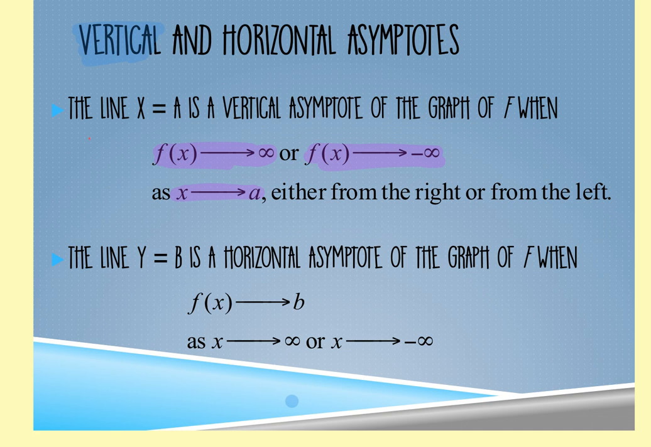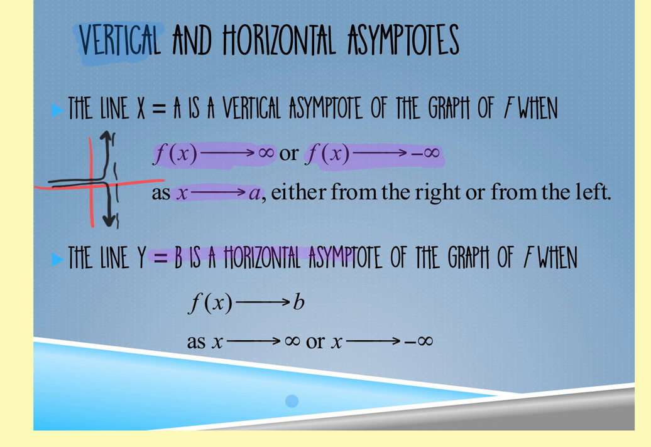So if x equals a is a vertical asymptote, then as x is getting closer to a, it's either going to go to positive infinity, or it's going to go to negative infinity, which we're going to figure out in a little bit. And that can happen on either side.